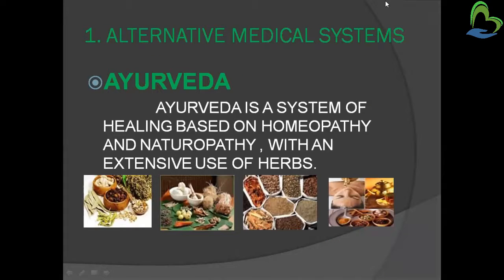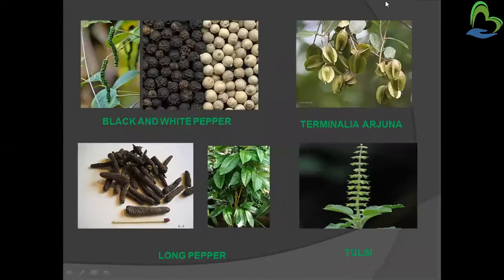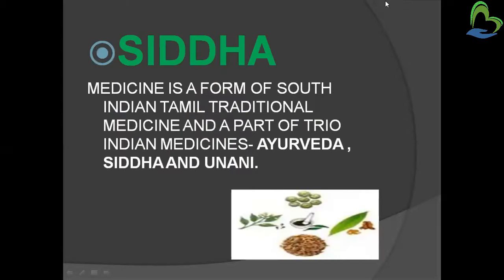First one, Ayurveda. Ayurveda is a system of healing based on homeopathy and naturopathy, with extensive use of herbs. It means herbs like some types of fruit, some types of vegetables, some types of roots, or some almonds also. Examples are black and white pepper, Terminalia arjuna, tulsi, and long pepper.